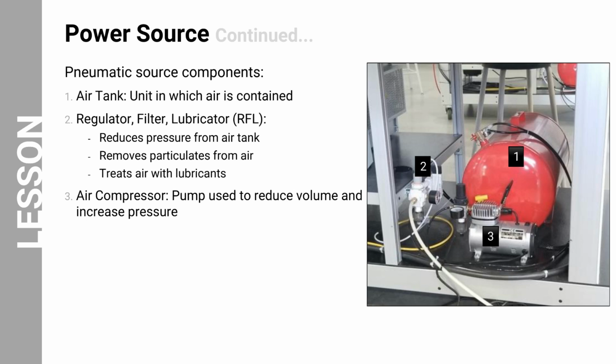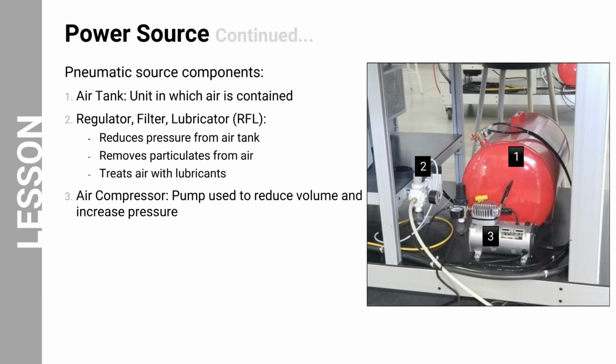Let's look at the main components of a pneumatic system. The image shows 3 key components: air tank, regulator, filter, lubricator, referred to as RFL, and air compressor. First, we have the air tank, which stores pressurized air. This tank provides the necessary air supply for demanding applications. Second is the RFL system, which is responsible for air control. It consists of 3 elements: the regulator, the filter, and the lubricator.